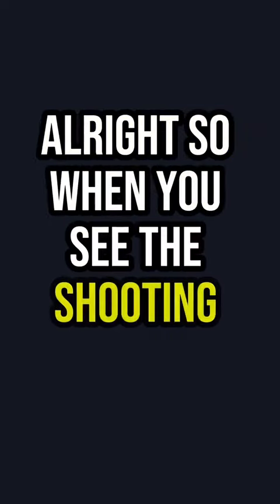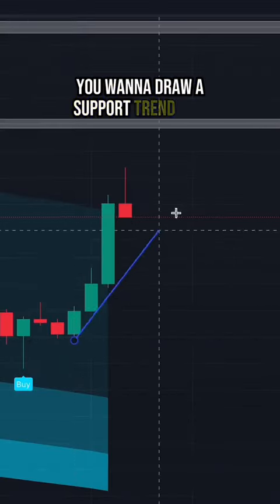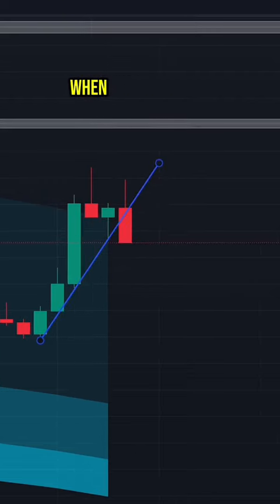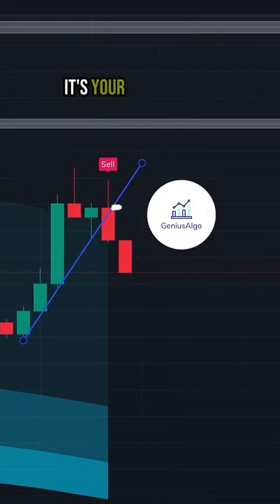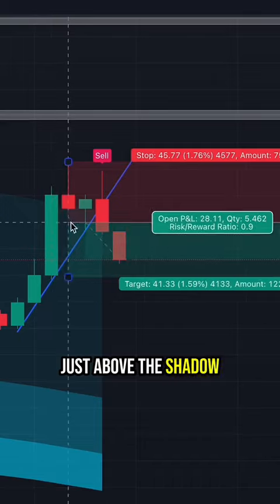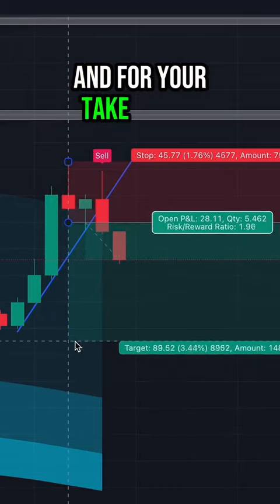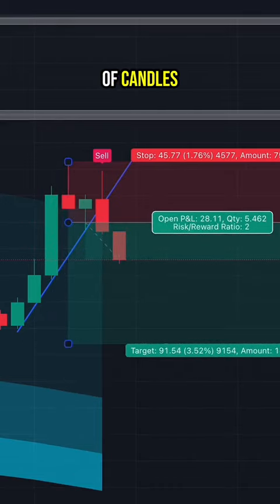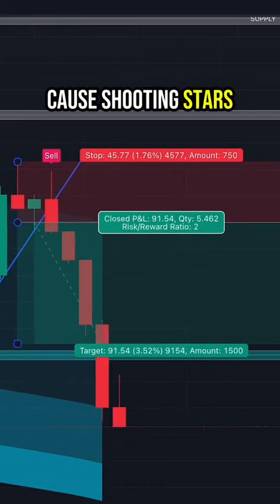Alright, so when you see the shooting star, you want to draw a support trend line that's going up. After that, when the price goes below that line, it's your cue to enter a short position. You want to place your stop loss just above the shadow of the shooting star. And for your take profit, you got to use other types of candles or indicators because shooting stars don't provide you that.